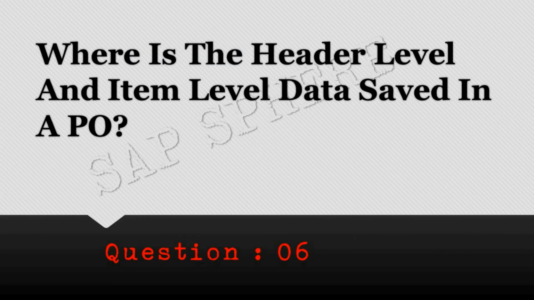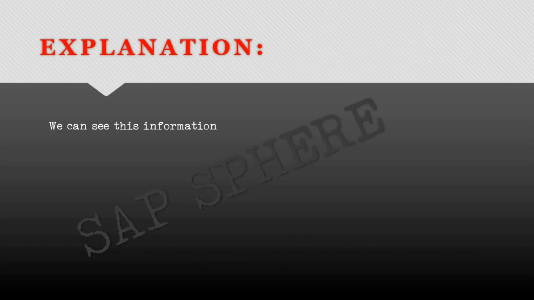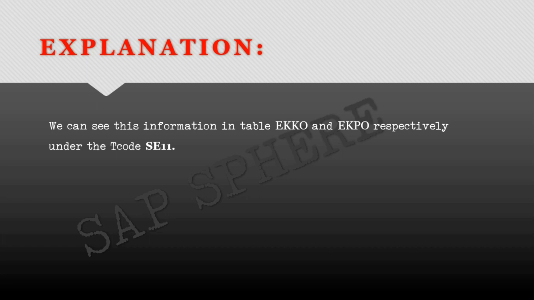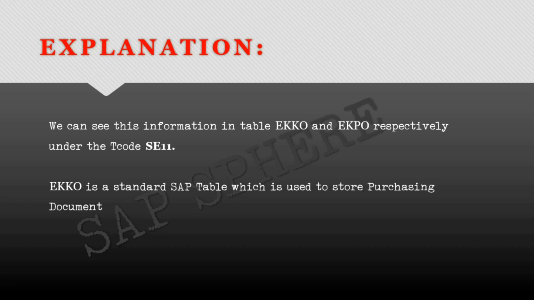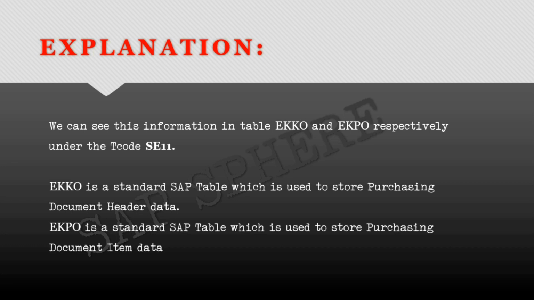Where is the header level and item level data saved in a purchase order? We can see this information in table EKKO and EKPO respectively under the T code SE11. EKKO is a standard SAP table which is used to store purchasing document header data. EKPO is a standard SAP table which is used to store purchasing document item data.